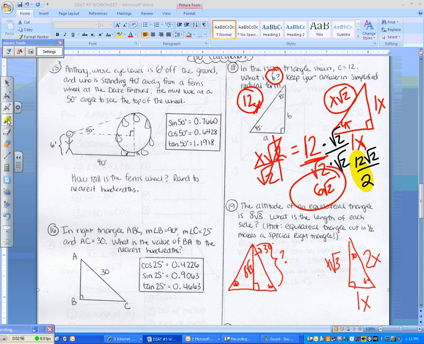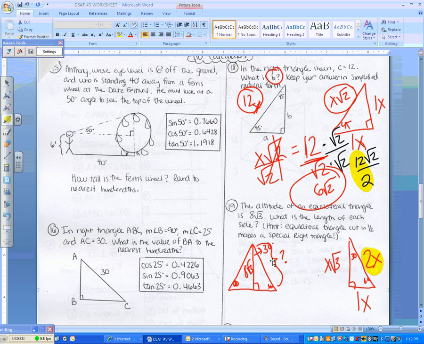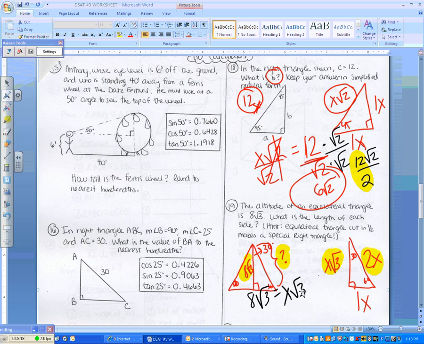And if you compare it to our shortcut, we want to figure out how long this side is. Okay, and they give us 8 radical 3. That looks like x radical 3. So the first thing you're going to do is say, okay, 8 radical 3 is the same thing as x radical 3, and you're going to solve for x. The opposite of multiplying by radical 3 is dividing by radical 3, and what do you know? The radicals disappear, and you're left with x equals 8.